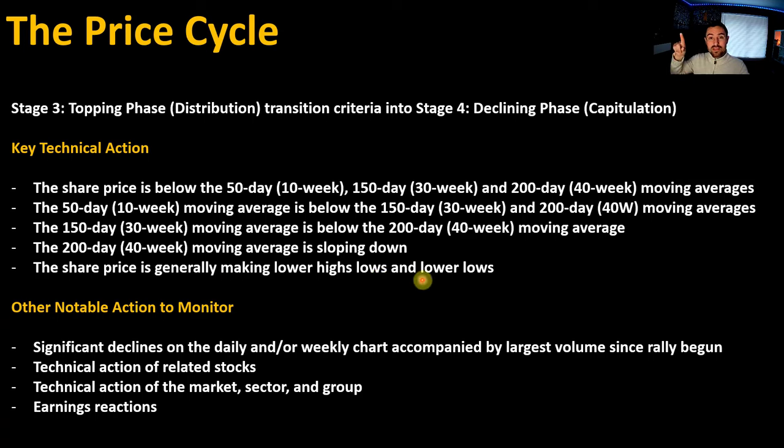So it's now in the context of a downtrend rather than the higher highs and higher lows that we'd like to see in a stage two uptrend. Other notable action to monitor: significant declines on the daily and/or weekly chart accompanied by the largest volume since the rally began. If you watch back this section and look at some of those charts like Crocs, Zoom, Peloton, ARK, so on and so forth, you'll see that the breaks that come through are oftentimes accompanied by the largest relative volume since the rally began.